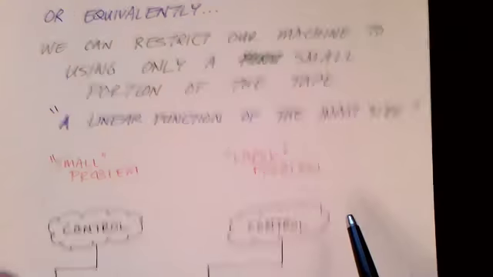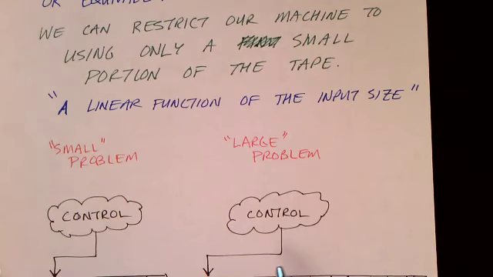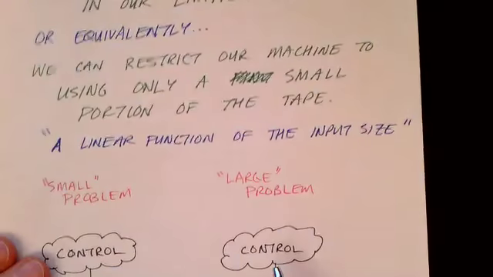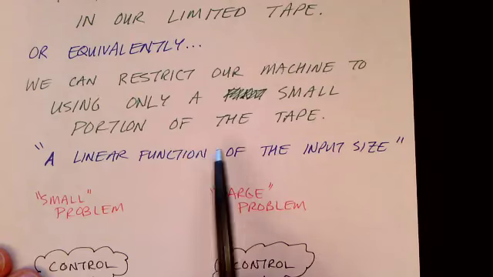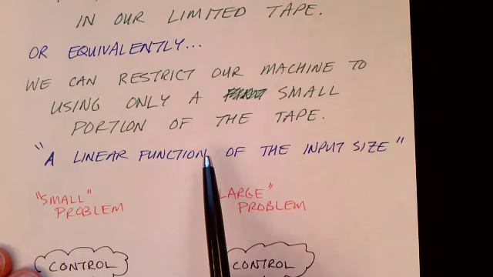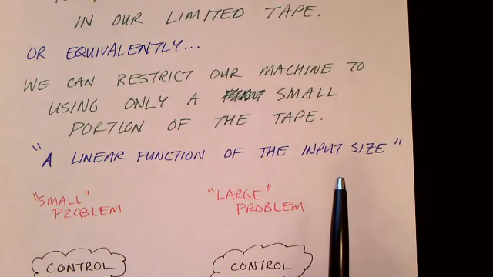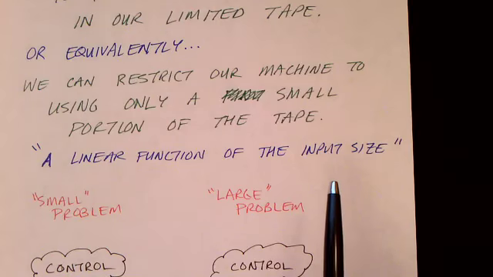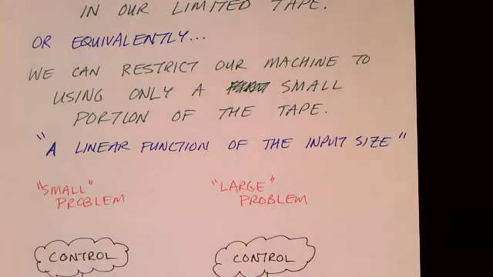So changing the definition of linear bounded automaton in this way, to just restrict our tape to being a linear function of the size of the input, doesn't add any more power to the linear bounded automaton, and so these two definitions are effectively equivalent.